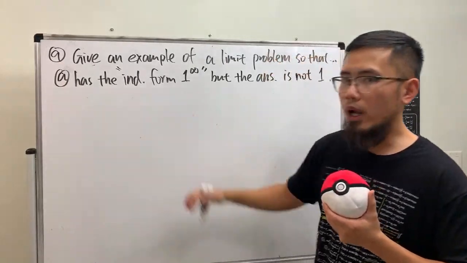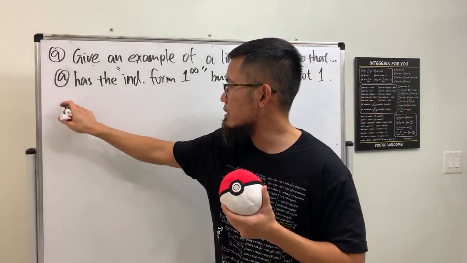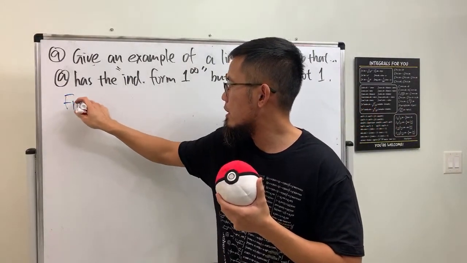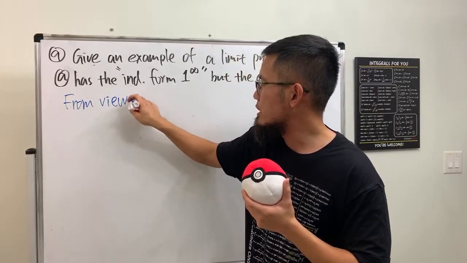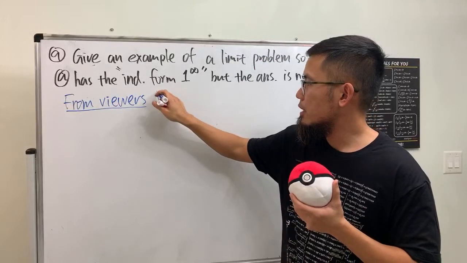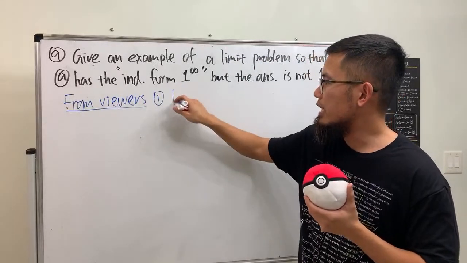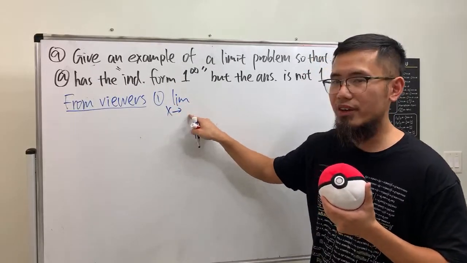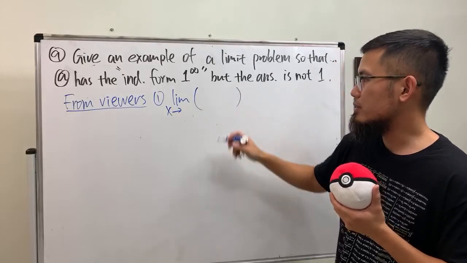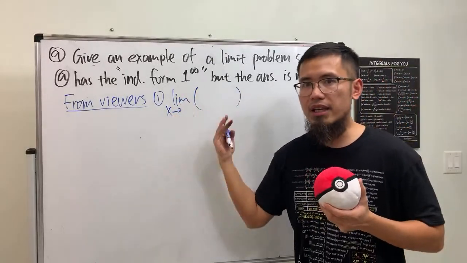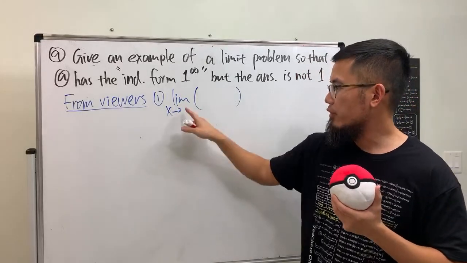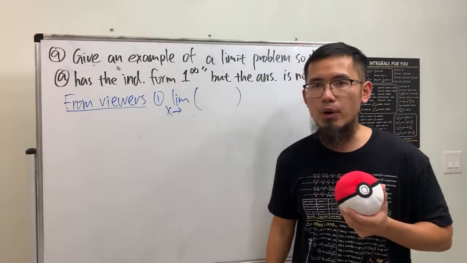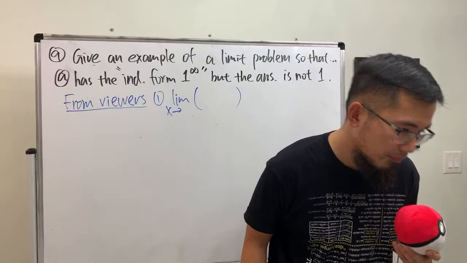So I'm going to see what are the examples that you guys can give me. So this is from the viewers. Right? So you should tell me the limit of whatever goes to whatever. Let's use x. X goes to whatever, and then you should also tell me the function right here. And then in the end, if you work this out, the answer cannot be equal to 1. And in the meantime, if you plug in the value here into the function here, you should first end up with 1 to the infinity's power, right? So go ahead and let me know what you guys have.